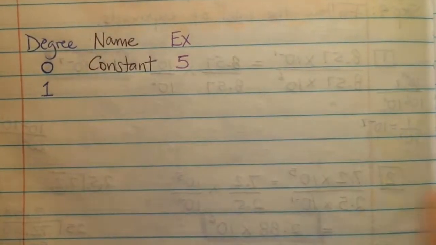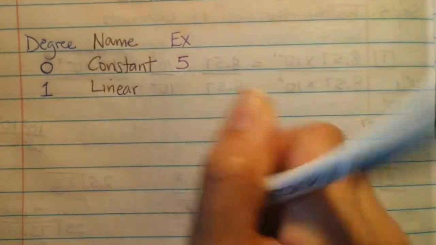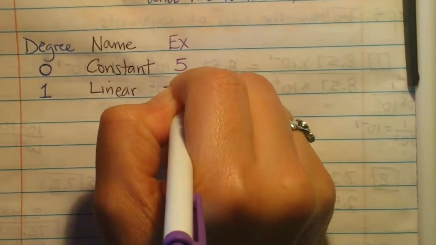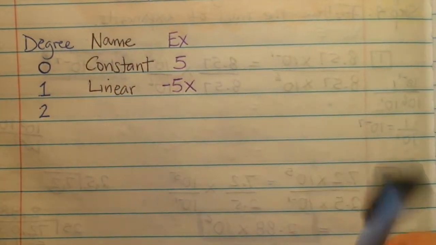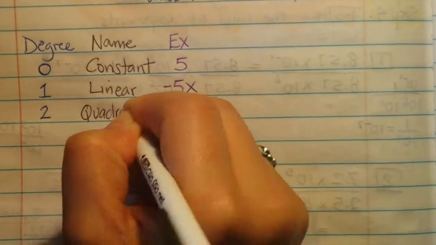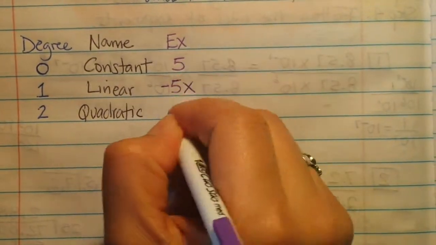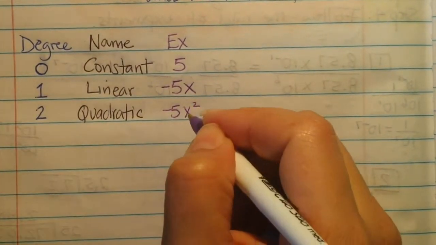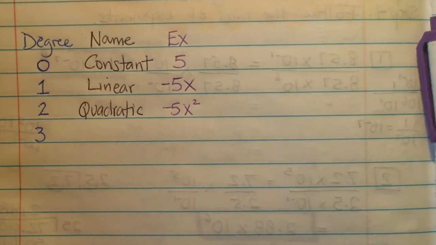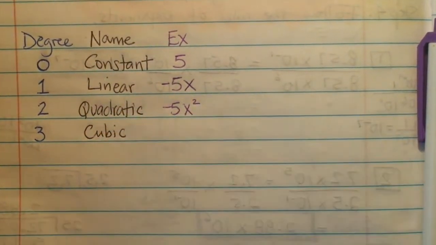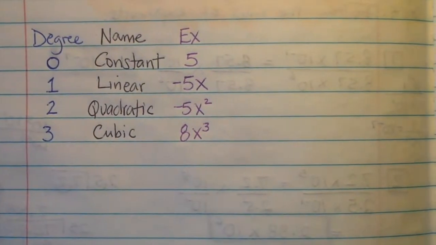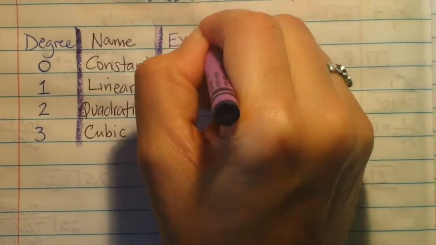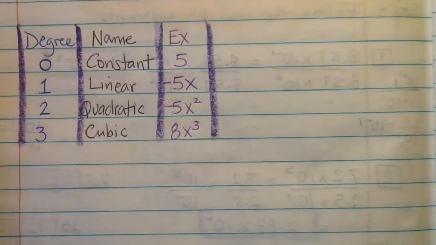If it's got a 1 degree, it's known as linear. What does that look like? Negative 5x, because it has x to the power of 1. Second degree, you already know this one really well. Quadratic. What does that look like? Anything with x squared, so negative 5x squared, because the power is 2. 3 is known as cubic, so 8x cubed. You can see that it's a constant, 1, 2, and then 3. And that's pretty much all it is. It keeps going, however, I'm just going to go over those 3.